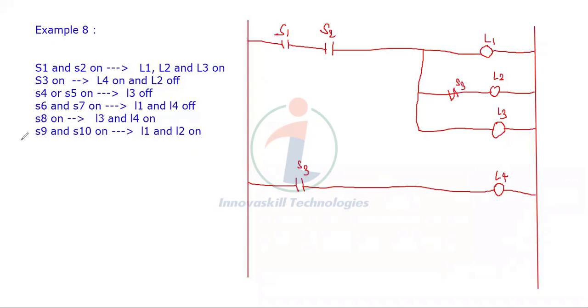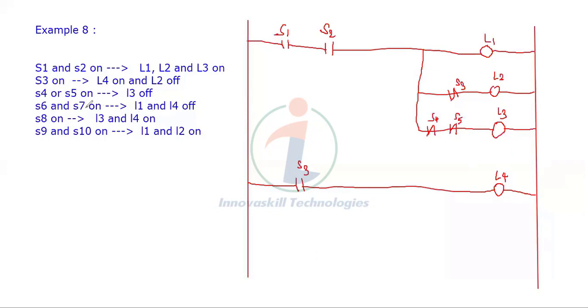The next condition is, if S4 or S5 on, L3 should be off. If S4 or S5 on, S4, S5 on, L3 should be activated. Sorry, L3 should be deactivated.